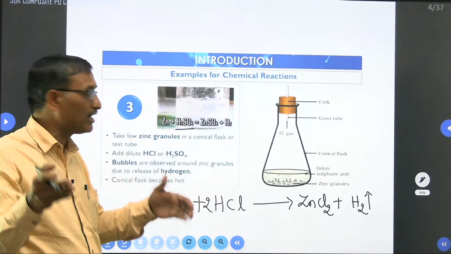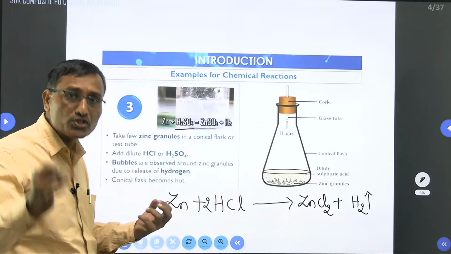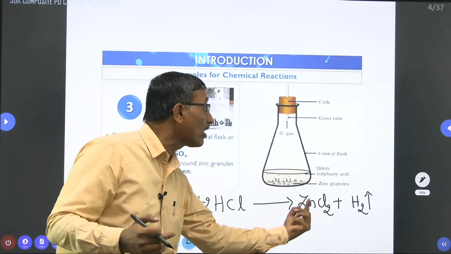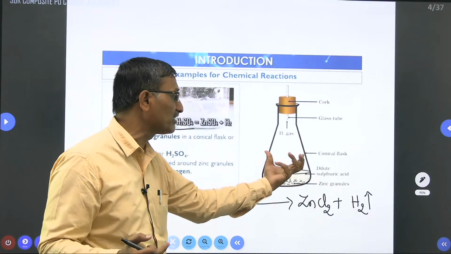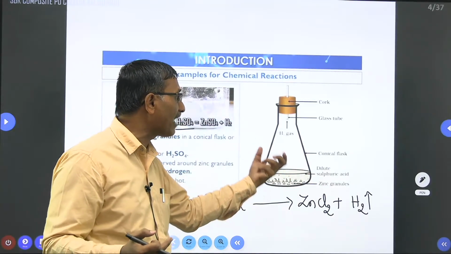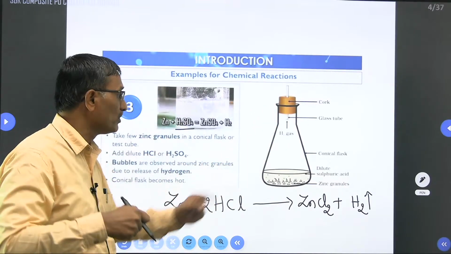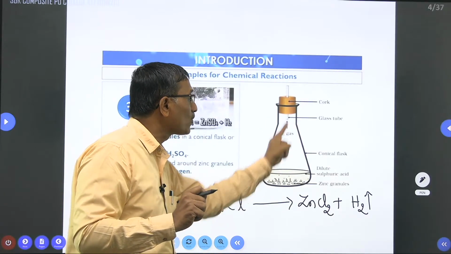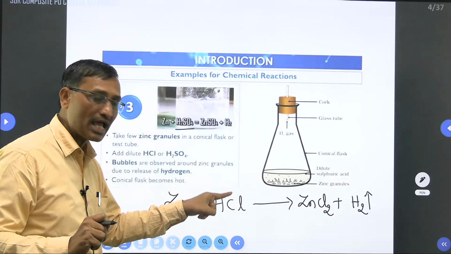Let us see, this is also a chemical reaction. How to recognize it, how to identify it? Through the liberation or evolution of a gas, you can identify it more clearly. Here, which gas is evolved? Hydrogen gas is liberated. Here also, what is taken in the conical flask? Diluted sulfuric acid is there, student. Zinc granules are added. There is a cork inserted with a glass tube. It is not packed, it is open. So hydrogen gas will escape through this glass tube. It means that it is a chemical reaction.